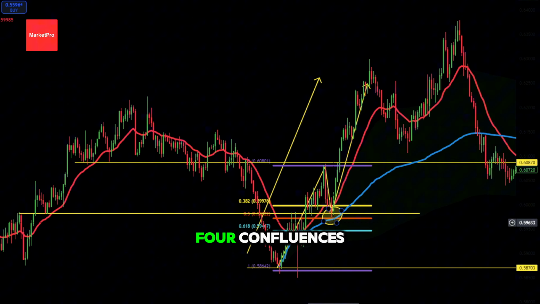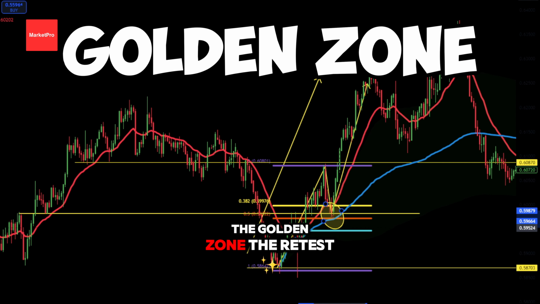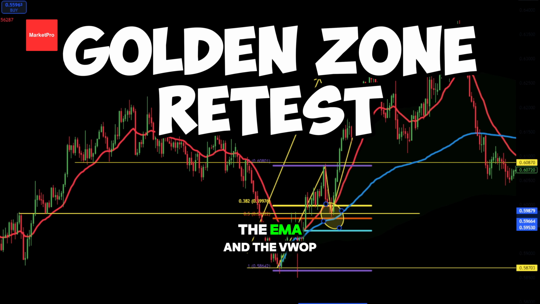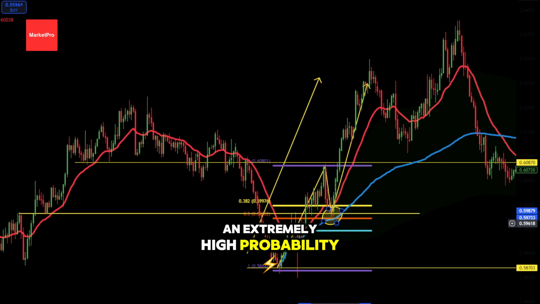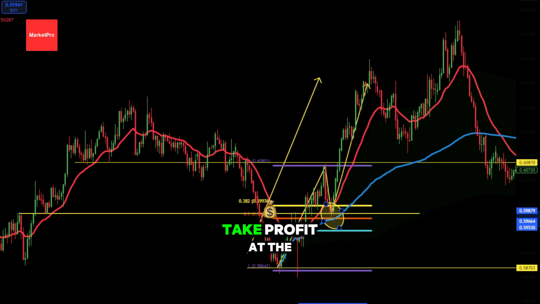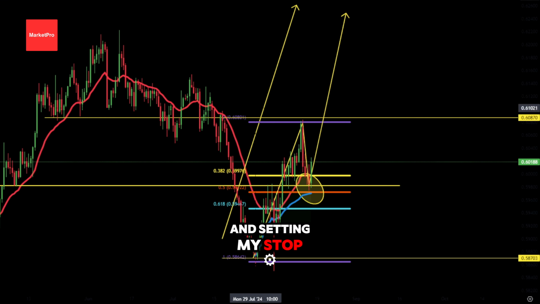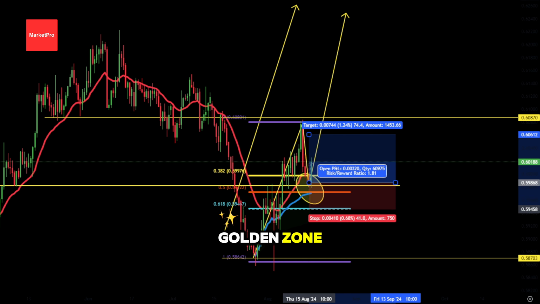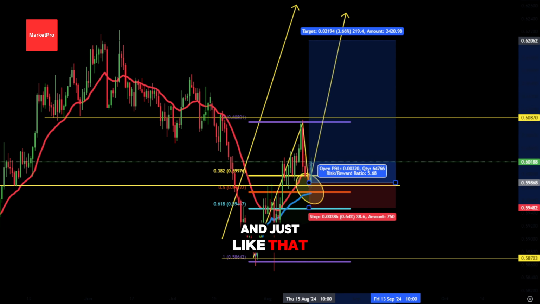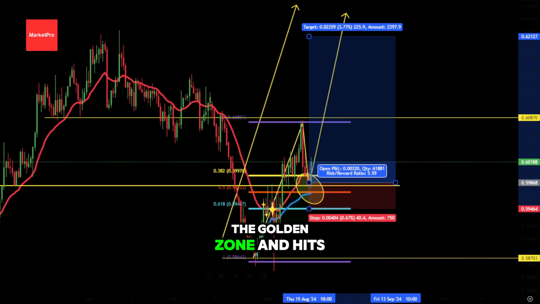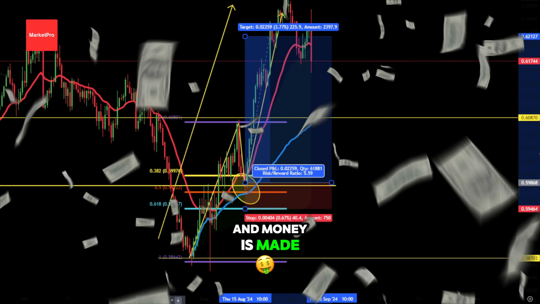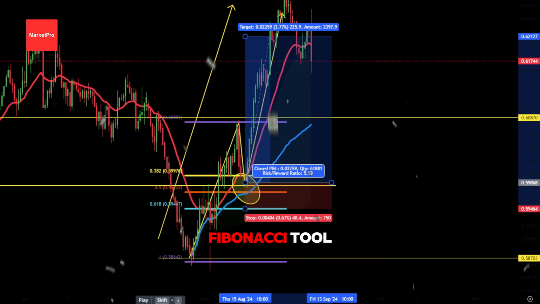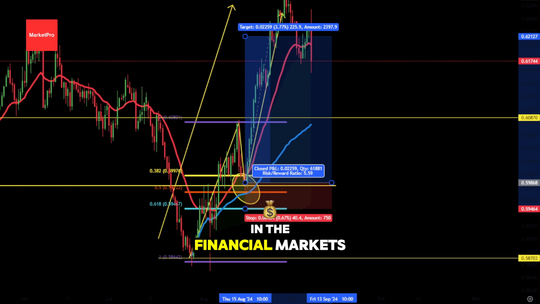So now we have 4 confluences, the golden zone, the retest, the EMA, and the VWAP, which means price has an extremely high probability of bouncing exactly at this point. I like setting my take profit at the high of the move and setting my stop loss right below the golden zone. And just like that, price bounces perfectly at the golden zone and hits our take profit just like we planned, and money is made. That's how I use the Fibonacci tool to find profitable trades in the financial markets.